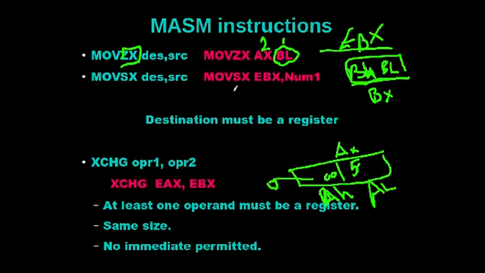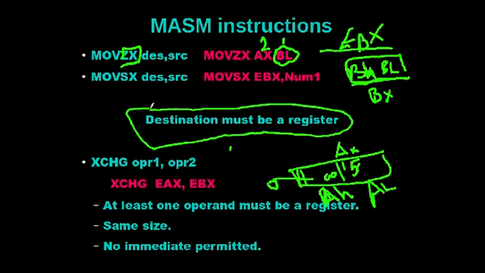Now if I go to the sign extended, it's going to look at the last bit in AX. If I'm doing AX to EBX, 2 bytes to 4 bytes, it's going to look at the last bit, the sign. We call it the sign bit. If it's a 0, it's going to extend it with 0. If it's 1, it's going to extend it with 1s. This is the move sign extended, move zero extended. There's only one rule for this: destination must be a register. If I want to extend, I have to extend to a register.